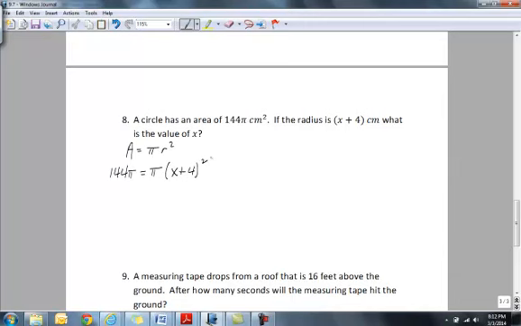So that would be my starting setup. I see that there's a pi on both sides. So before we get going too fast, I'm just going to cancel out. I'm just going to divide both sides by pi. Make it a lot easier on myself.